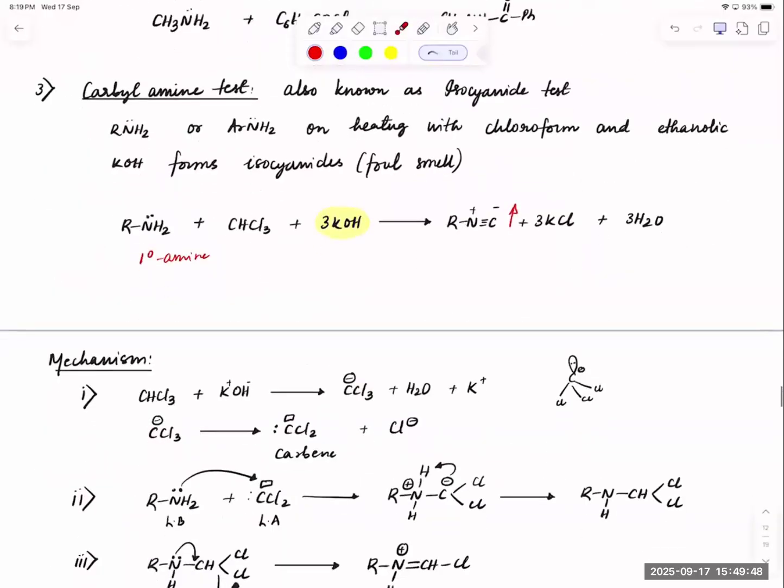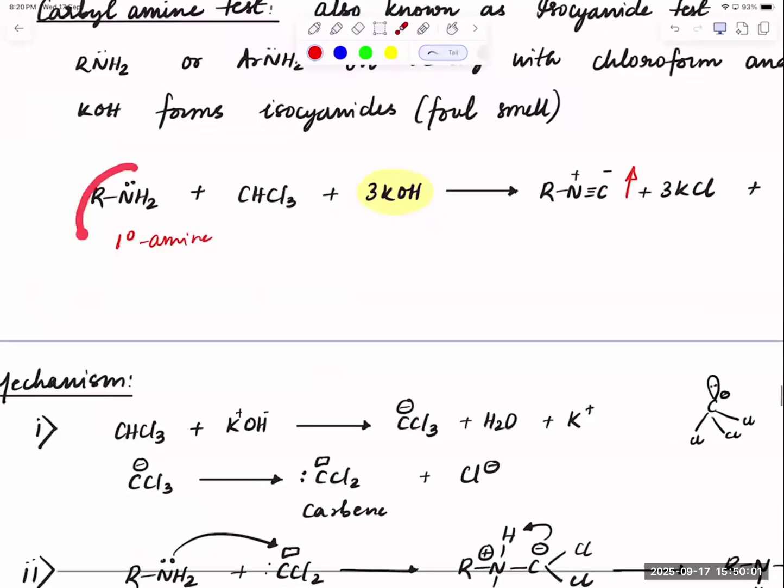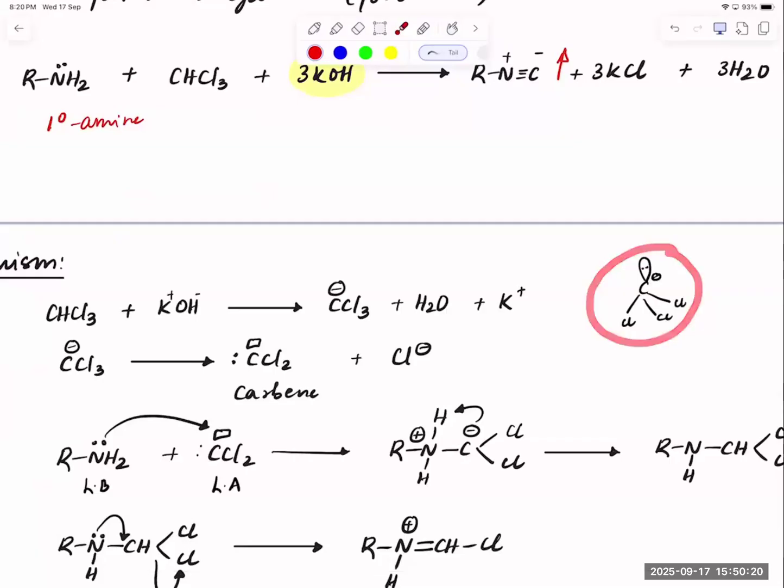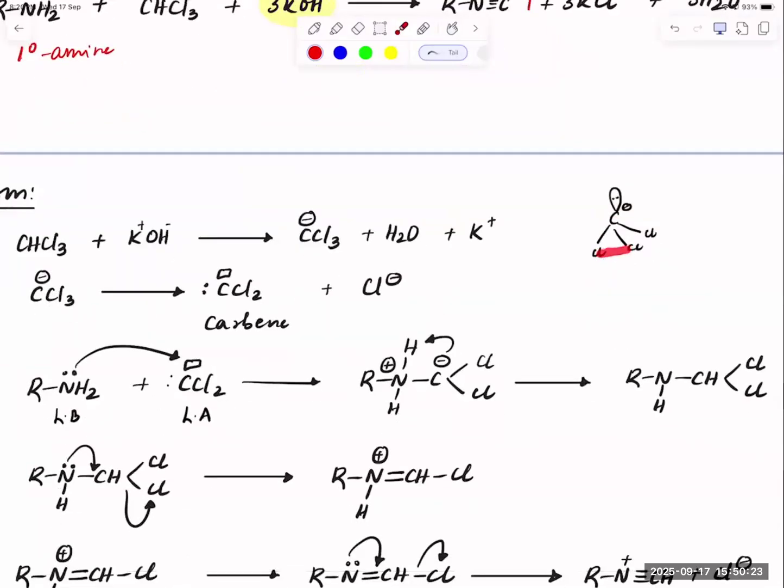Now, let's see the other reaction. This is used as a test for primary amines, known as the carbylamine test. In the carbylamine test, we take any primary amine, alkyl or aryl, it doesn't matter, and react it with chloroform in the presence of NaOH or KOH. OH minus will take away H plus and generate CCl3 minus. CCl3 minus is unstable because all the chlorines will repel each other, as they are on the same plane.